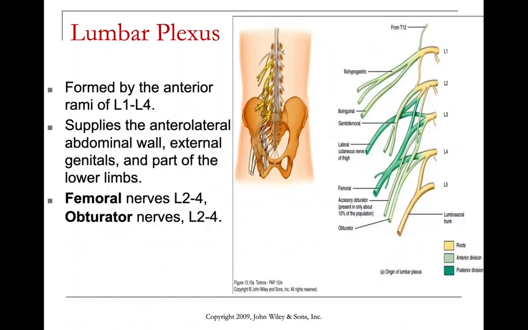Lumbar plexus, this is formed by the rami of L1 through 4. So this is going to supply the anterolateral abdominal wall, the external genitals, and part of the lower limbs. So your femoral nerves are L2 through 4, and then the obturator nerves are also going to come from L2 through 4.